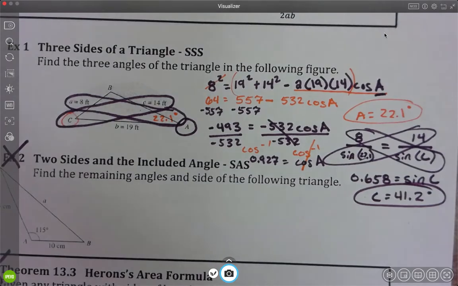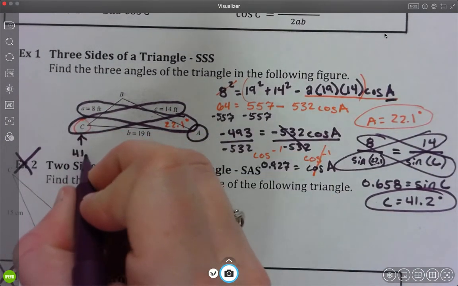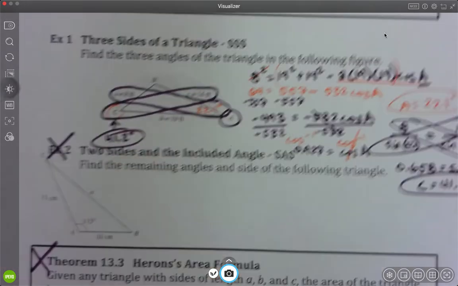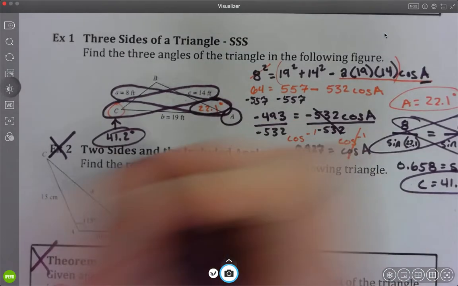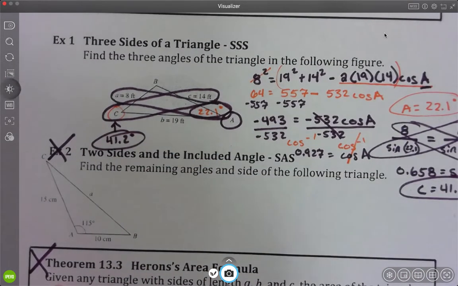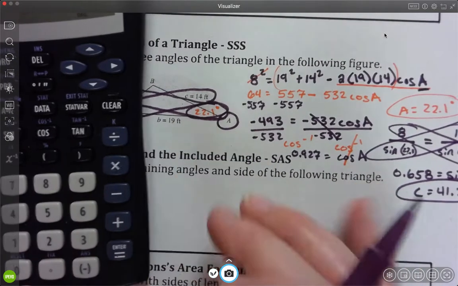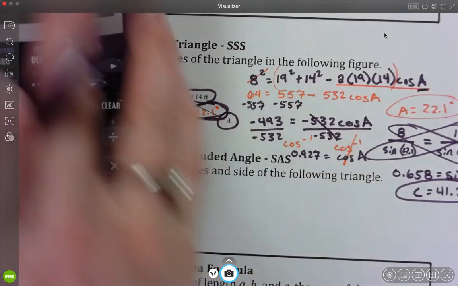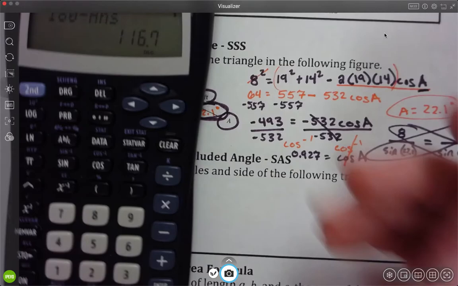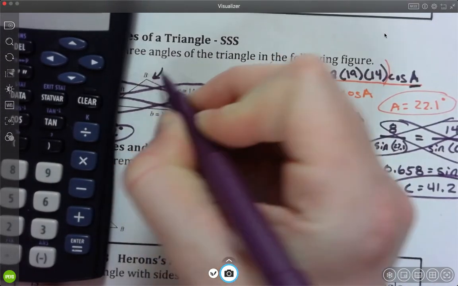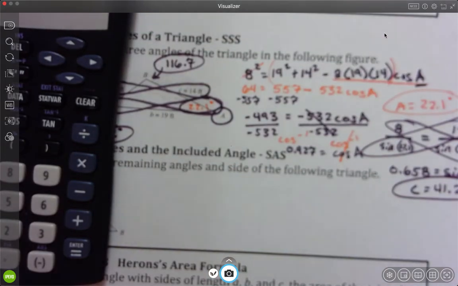So we're getting faster. This angle C is 41.2 degrees. Now I could do the whole process again if I wanted to solve for B, but why do that if I can just add those two together and subtract from 180? So 41.2 plus 22.1, and then I'm going to take 180 and subtract that. And B is a big angle. B is 116.7 degrees.